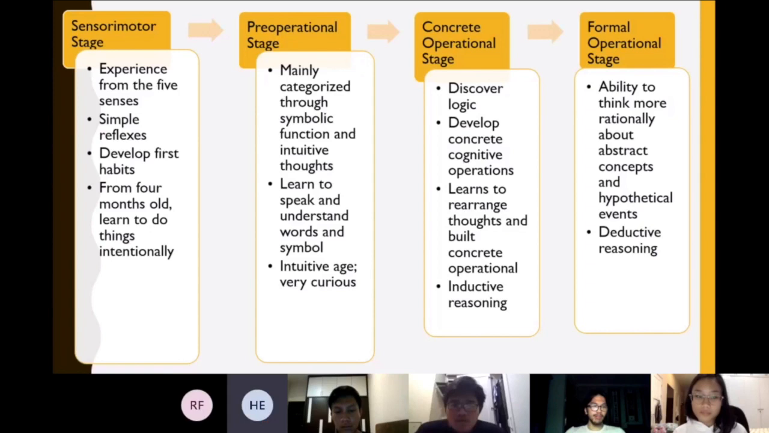At around the age of 4, most of us become very curious and want to know everything. We can call it the birth of primitive reasoning. Piaget called it the intuitive age.